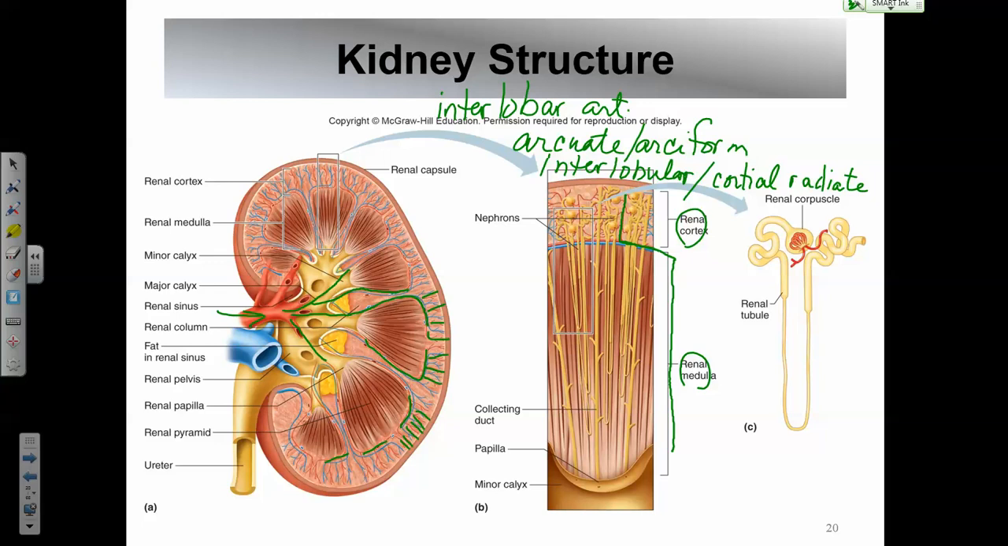Isn't a lobule smaller than a lobe? Okay. The lobular artery is smaller than the lobar, and more numerous. So here's the interlobular or cortical radiate, and then the afferent arterioles come off of that to go to a glomerulus.